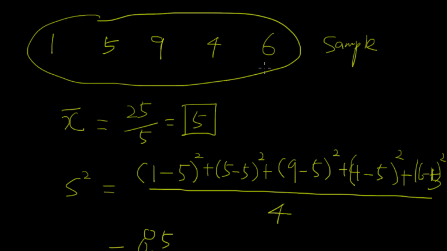Now, we have these data points. Where's the mean? The mean is 5, as we calculated here. So, this data point 1, how far is it from the mean? This 5, how far is it from the mean? Well, there's no distance, actually, it's itself. This 9, how far is it from the mean? This 4, how far is it from the mean? 6, how far is it?